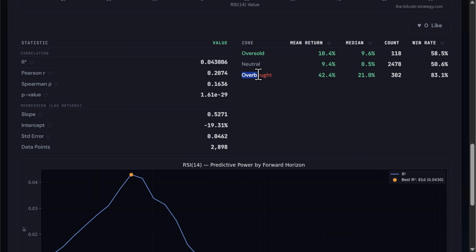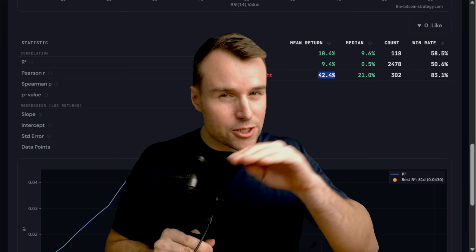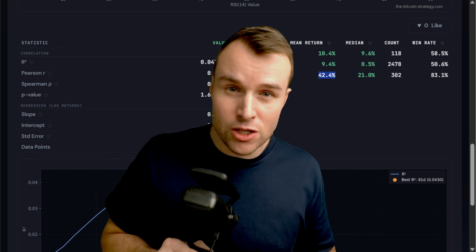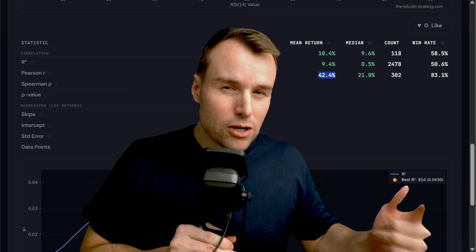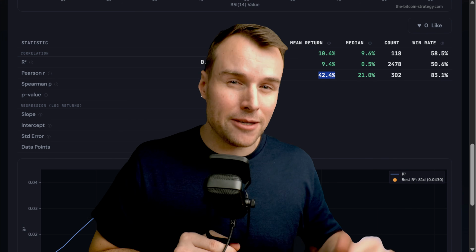But have a look at this, the overbought category. This is when the RSI is high. Both the mean return and the median return are much, much higher. And that's really why we've got this positive correlation here. It's not because we've got negative returns when the RSI is low. It's because we tend to have much more positive returns when the RSI is high. So fundamentally, what we are saying here is when the RSI is low, when everybody thinks that we are oversold, we are actually just neutral. We just tend to make the same kind of return in the future. But when the RSI is very high, and some bearish analysts might say that now we are overbought, that's something not to follow.